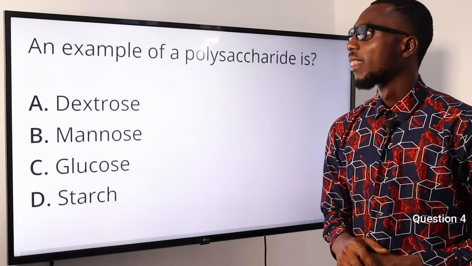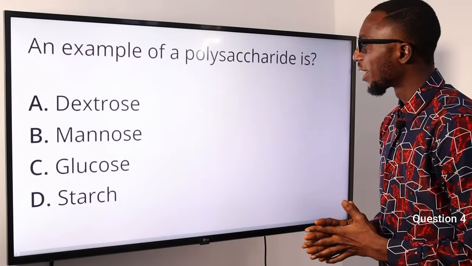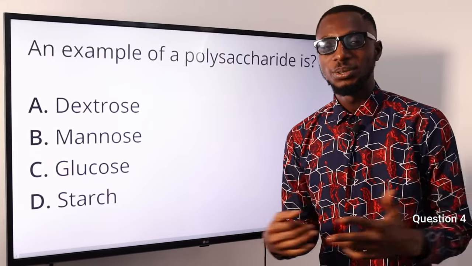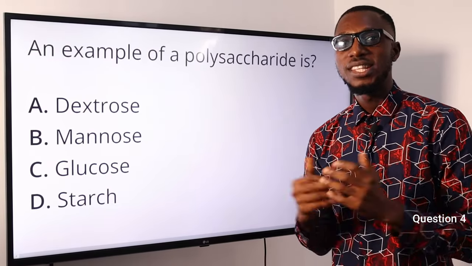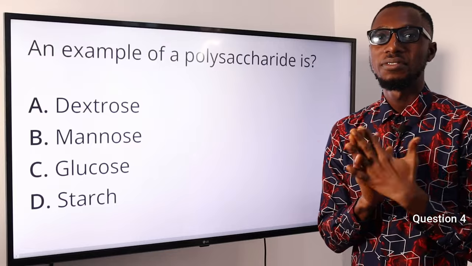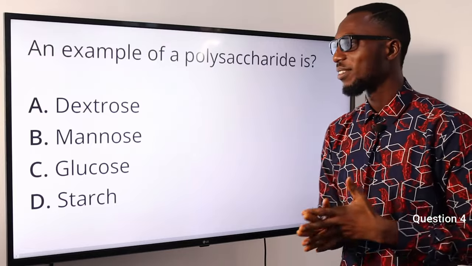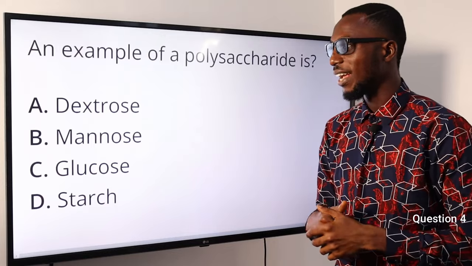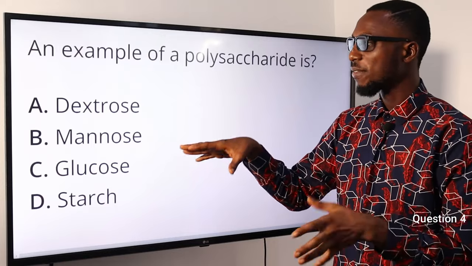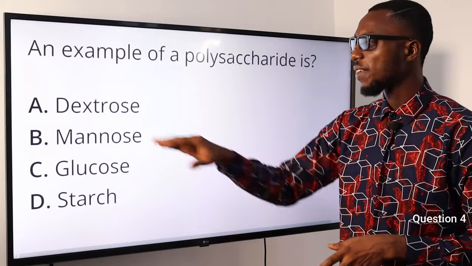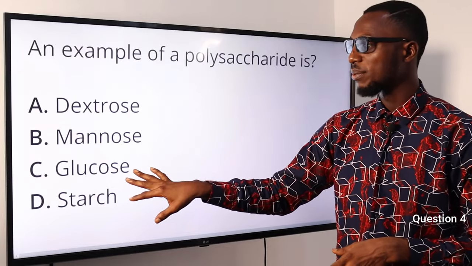Question 4. An example of a polysaccharide is what? So at first you should identify that a polysaccharide means a combination of several monosaccharides. So dextrose is like a D form of glucose, very closely related to glucose.